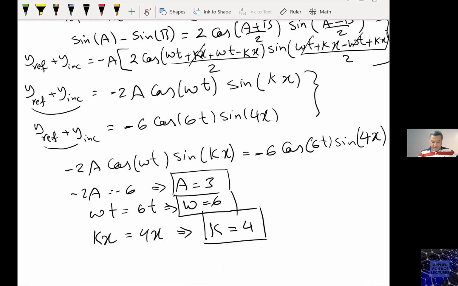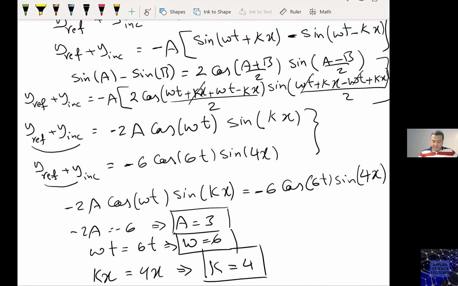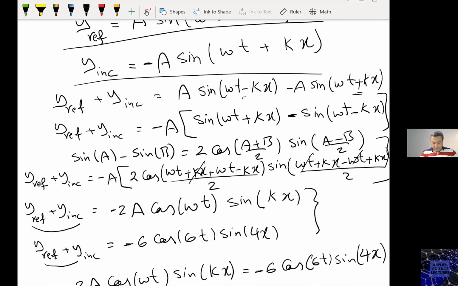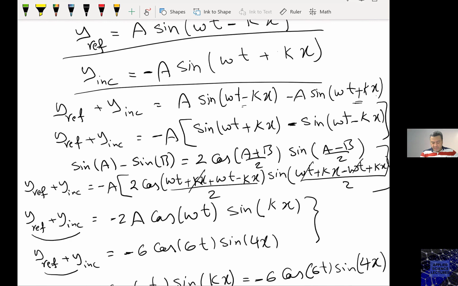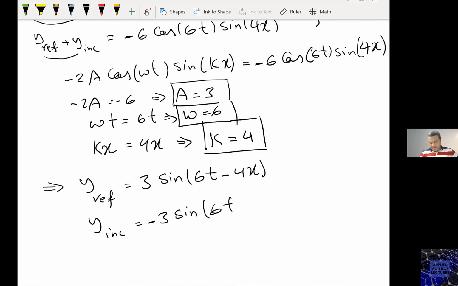So now I can rewrite every function. The incident and reflected, so the reflected: y reflected is 3 sine (60t minus 4x). Y incident is minus 3 sine (60t plus 4x).